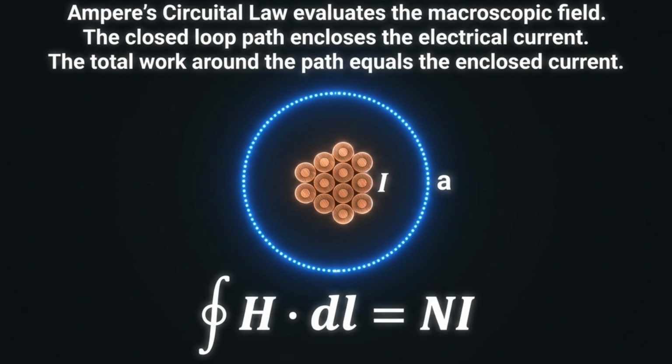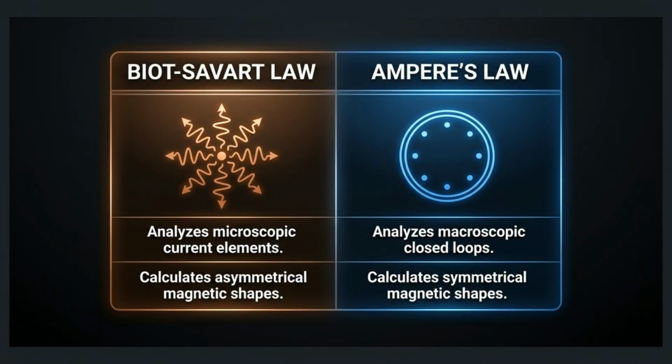Ampere's Circuital law is used to evaluate the macroscopic magnetic field. The total work around a closed path equals the enclosed electrical current, as shown by the integral expression. Biot-Savart Law analyzes microscopic current elements and asymmetrical magnetic shapes. In contrast, Ampere's law analyzes macroscopic closed loops and calculates symmetrical magnetic shapes.